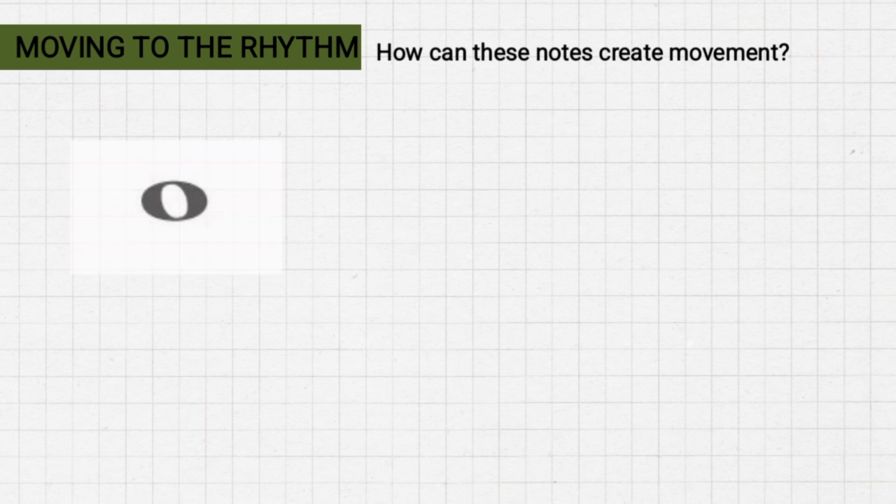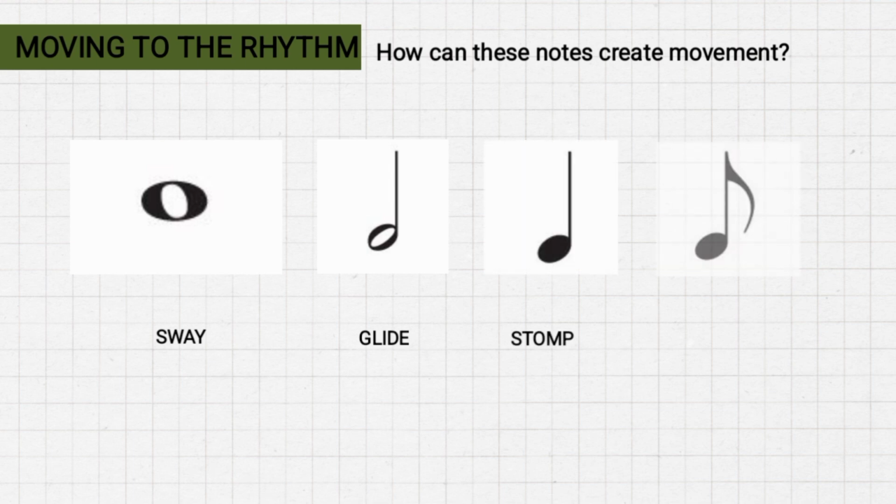So here, how can these notes create the movement? Here we have sway, glide, stomp, and tap. Rhythm creates swaying through slow, steady beats that can make the body move gently side to side. It creates a glide with long, smooth notes of flow, encouraging soft, continuous movement.